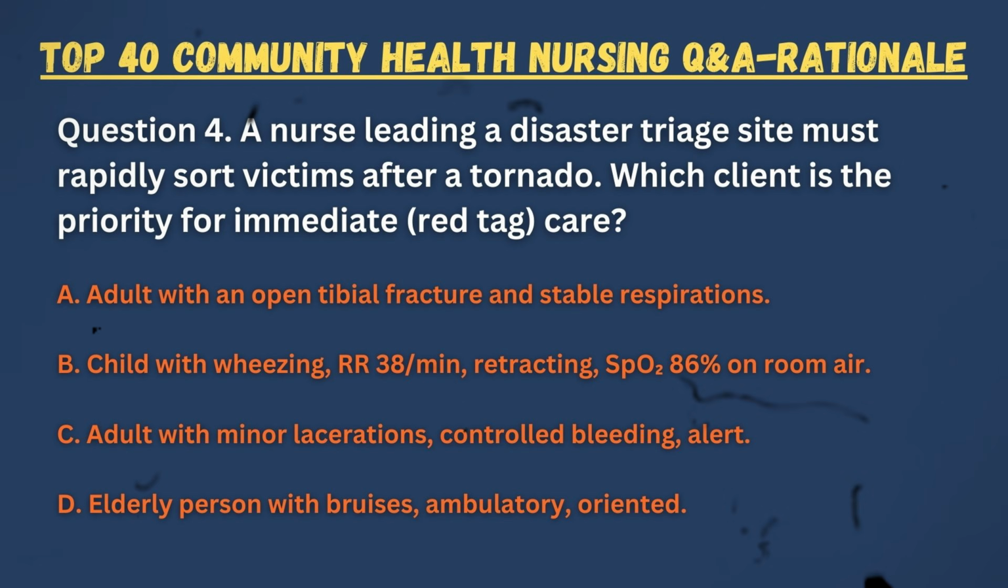B. Child with wheezing, RR 38 per minute, retracting, SpO2 86% on room air. C. Adult with minor lacerations, controlled bleeding, alert. D. Elderly person with bruises, ambulatory, oriented.